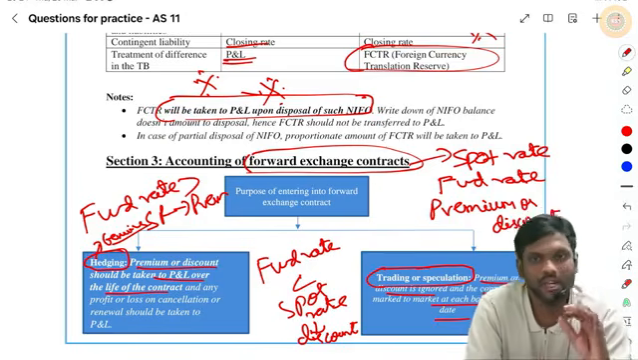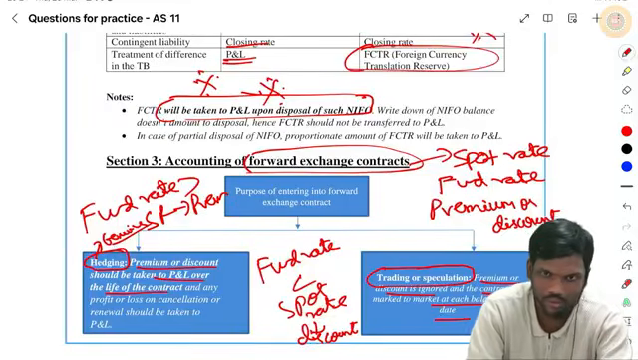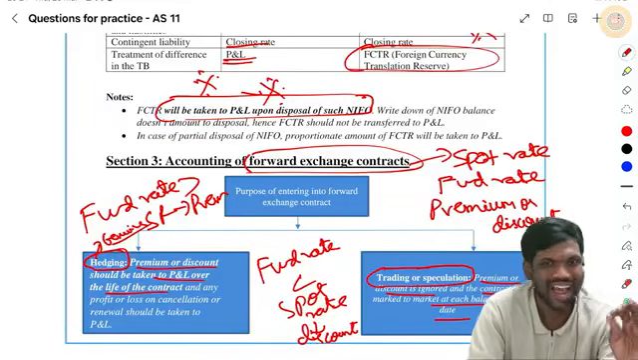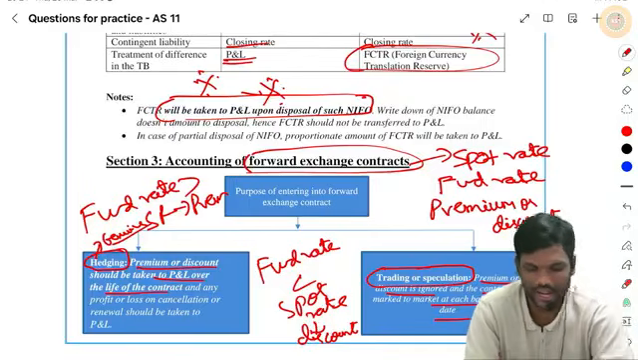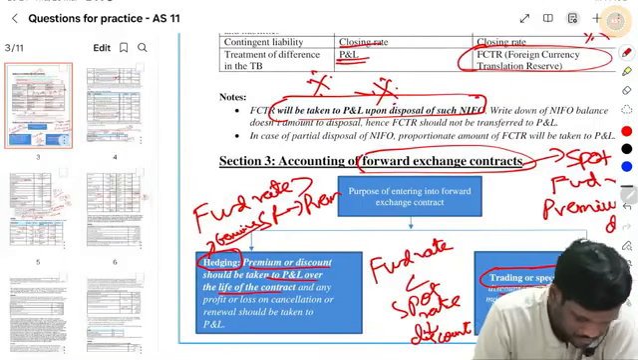Let us see 2 small sums which are given both in your ICA study material as well as asked in the past. You will have more clarity on these hedging and trading concepts.